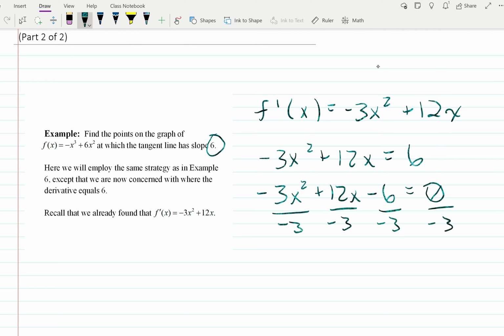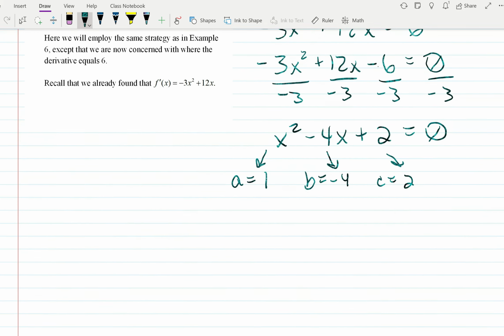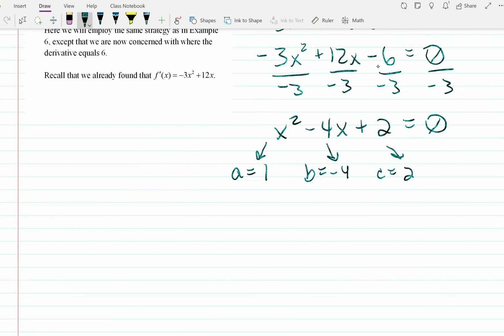Divide everything by negative 3. So we get x squared minus 4x plus 2 equals 0. Doesn't look like I can factor this easily. So what we'll do is go ahead and use the quadratic formula. So a is 1, b is negative 4, and c is positive 2. So plugging that into the quadratic formula.